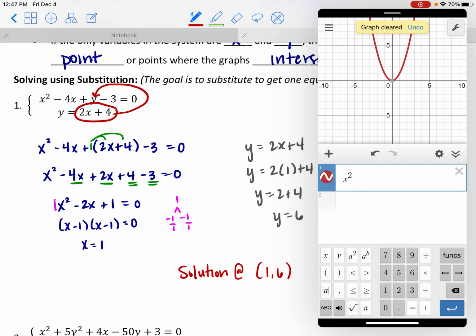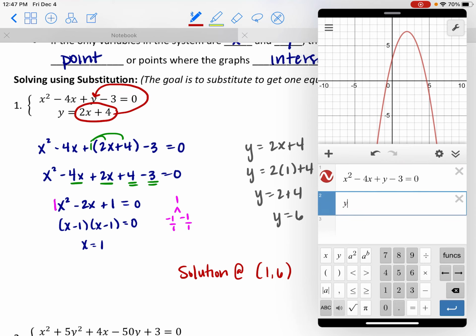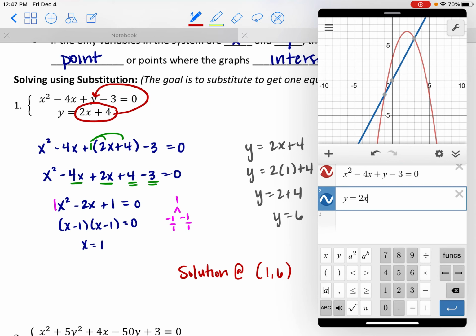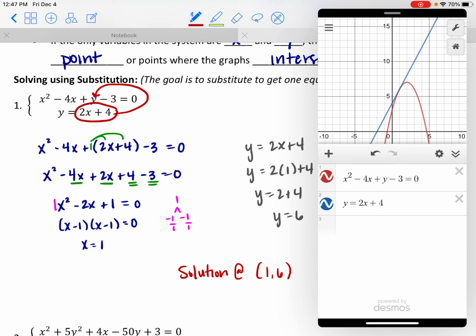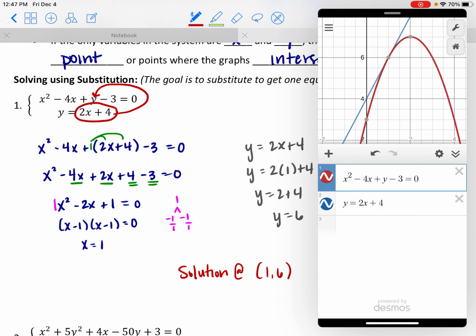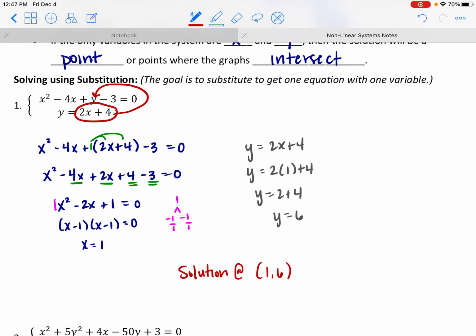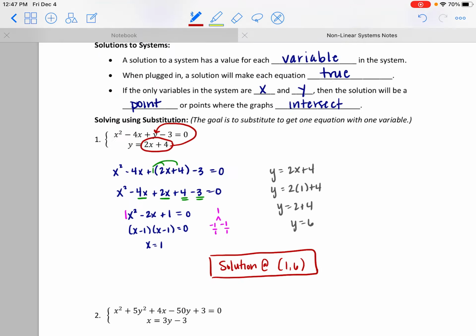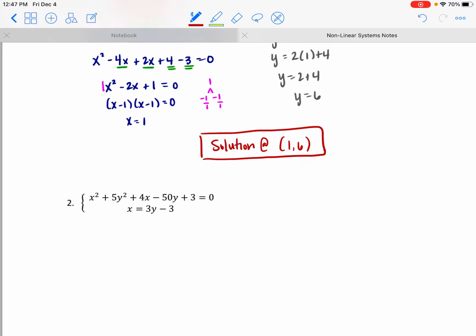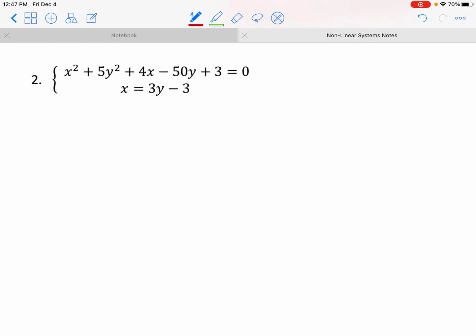So x squared minus 4x plus y minus 3 equals 0. There's a parabola. And then y equals 2x plus 4. And there it is. And that's one of those situations I told you about where you have a line that's tangent. That means it's touching at exactly 1 point, and there it is, 1, 6. Okay? Now I know the graphing was a lot easier to solve, but this is algebra that you should be able to handle. Okay? I think this would be a good opportunity for you to try this one.